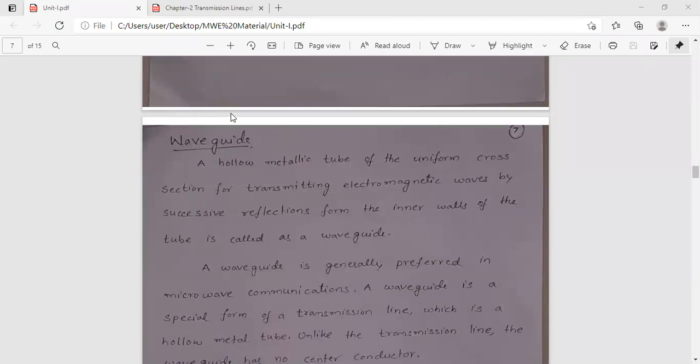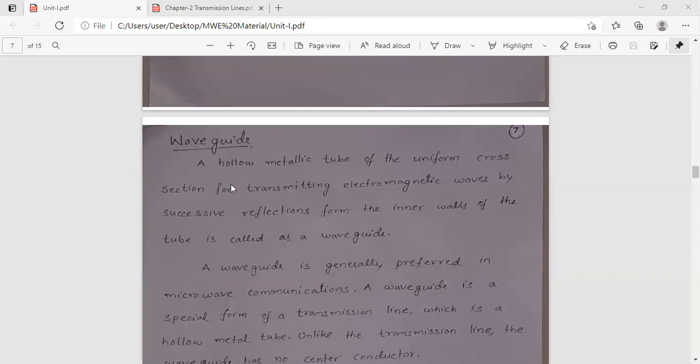It is a transmission line which is used at microwave frequencies only. Today's class is very important, as there are maximum chances to get a 10 marks question in this topic that I'm going to discuss today.